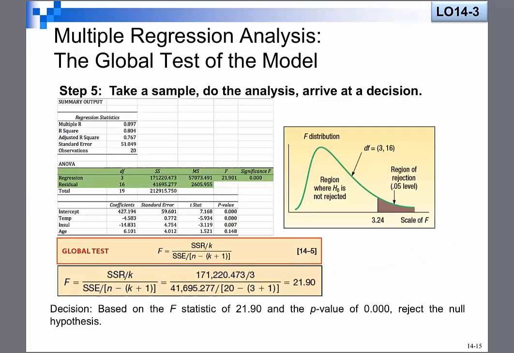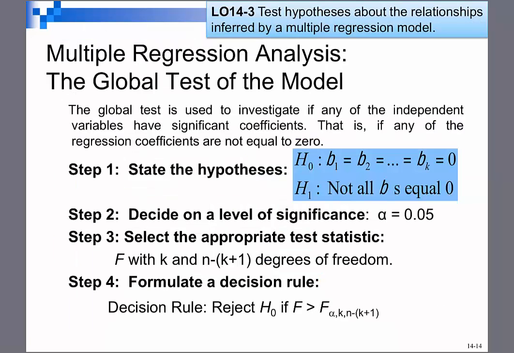What in the world are we rejecting? We are rejecting the null hypothesis. Reject the null hypothesis. What is our null hypothesis? Take a step back. Here's our null hypothesis. So we are rejecting the fact that beta 1, 2, and 3 are all equal to 0. Now look at how I said that they're all equal to 0.